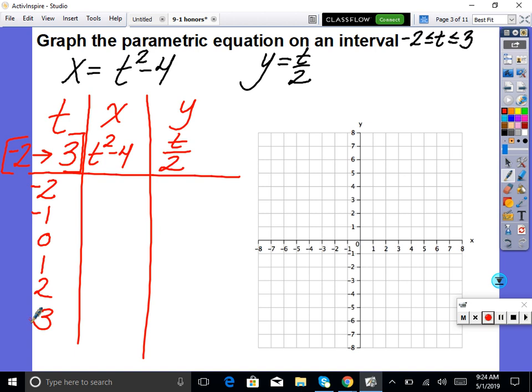So let's go ahead, and what we're going to do is plug in -2 for t and figure out what our x coordinate is for that time. So plug in -2 squared minus 4.